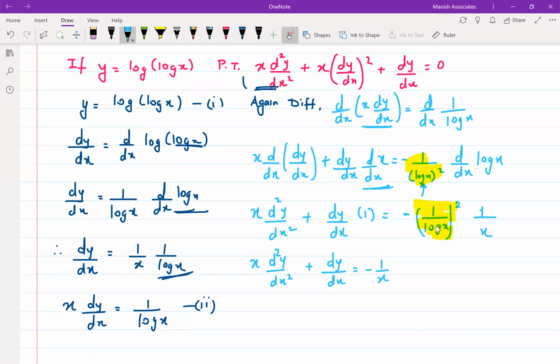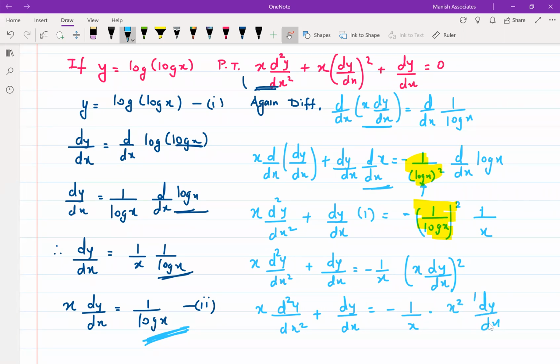Now see, what I highlighted in fluorescent, that is 1 upon log x, I don't require that. I told you that log I don't require. But now I have relation 2. Please look at relation 2. I have relation 2 and 1 upon log x is x dy by dx. So I'll write here x dy by dx, the whole square. So I get x d2y by dx2 plus dy by dx is equal to minus 1 upon x into x square into dy by dx the whole square.